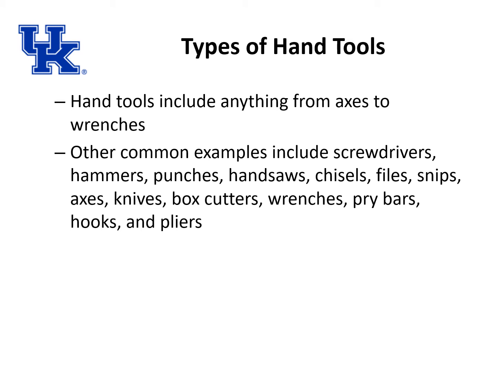Hand tools are non-powered tools that require human force in order to function and include anything from axes to wrenches. Other common types include screwdrivers, hammers, punches, hand saws, chisels, files, snips, axes, knives, box cutters, wrenches, pry bars, hooks, and pliers.